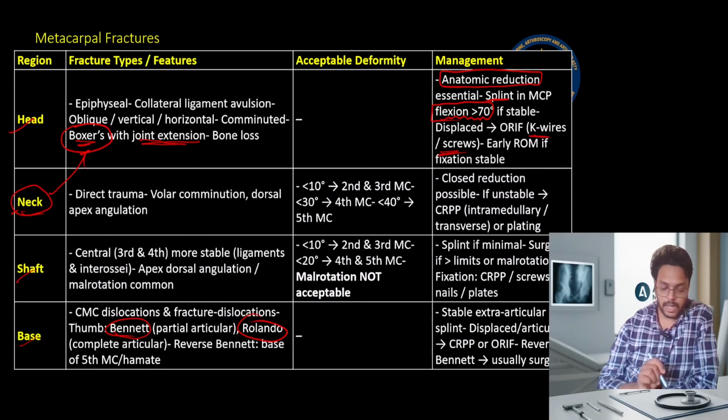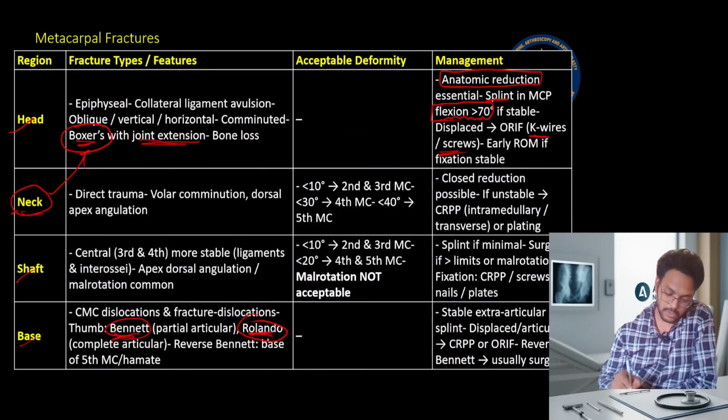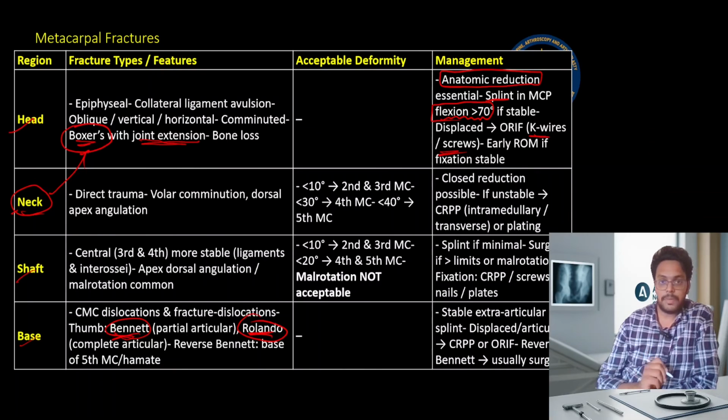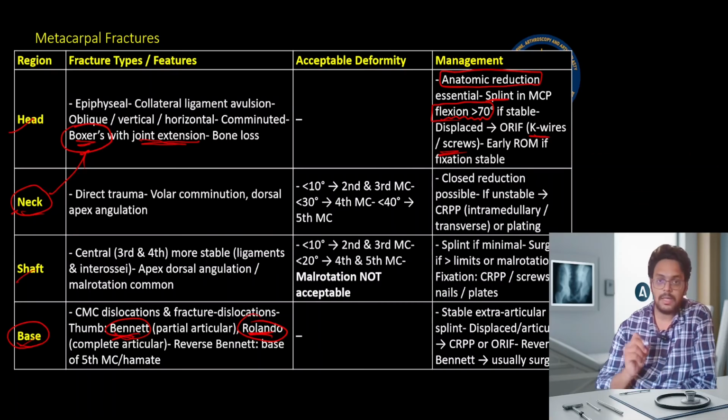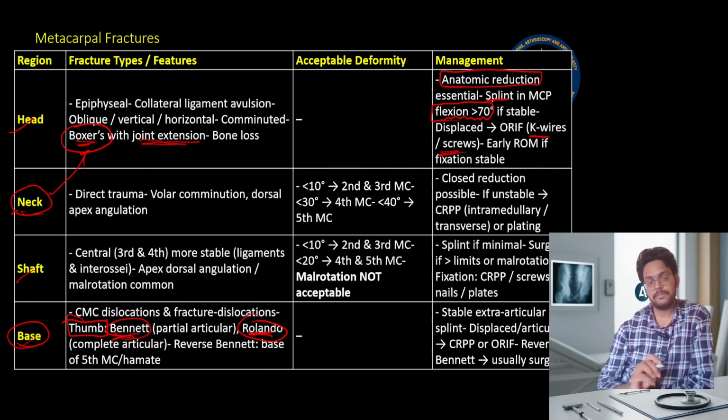Okay, another important one is Bennett's fracture and Rolando's fracture. What are Bennett's and Rolando's fractures? It is the base of metacarpal fracture in the thumb. Within the thumb, the Bennett and Rolando fractures are present. So we will see why it is important.